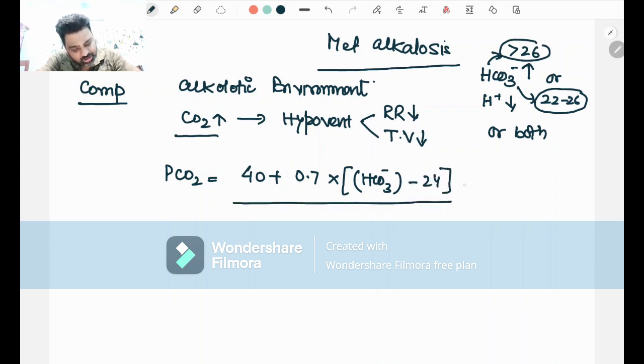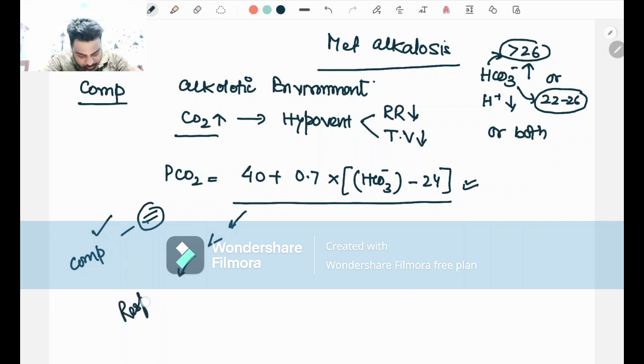If we calculate the PCO2 of that patient, and the PCO2 comes equal to this, that means compensation is adequate. If the PCO2 value comes less than this, that means the patient also has respiratory alkalosis. If the value comes greater than it, that means the patient also has respiratory acidosis.